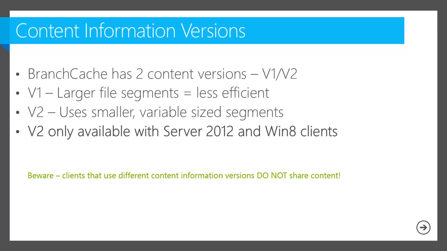Version 2 is only available with Server 2012 and Win8 clients, and the slight gotcha there is that the version 1 and version 2 clients don't share information. So if you have a subnet and you have some Win 7 machines and you have Win 8 machines, Windows 8 machines get the branch cache content. It's not going to, by default, share it with those Windows 7 machines. So you need to watch out. But you can configure the server to only use version 1 content. So if you've got a mixed environment, you can get around that, but it's just something to look out for.